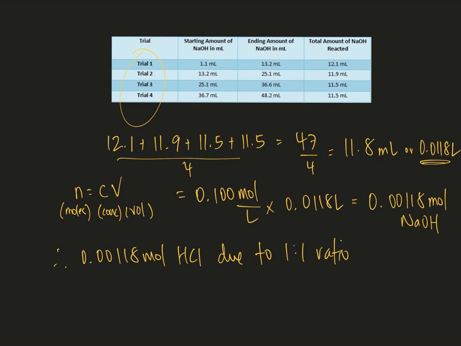With moles of HCl now determined, we simply need to divide the number of moles of HCl by the initial volume of HCl, which was 20 milliliters, in liters. This looks like this.